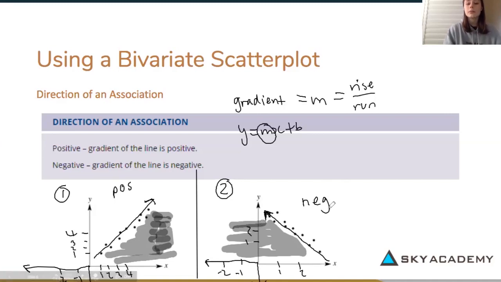So that's how I remember it. I draw a line, then I color everything underneath, and I ask, is it heading along the positive x-axis, or is it heading along the negative x-axis?